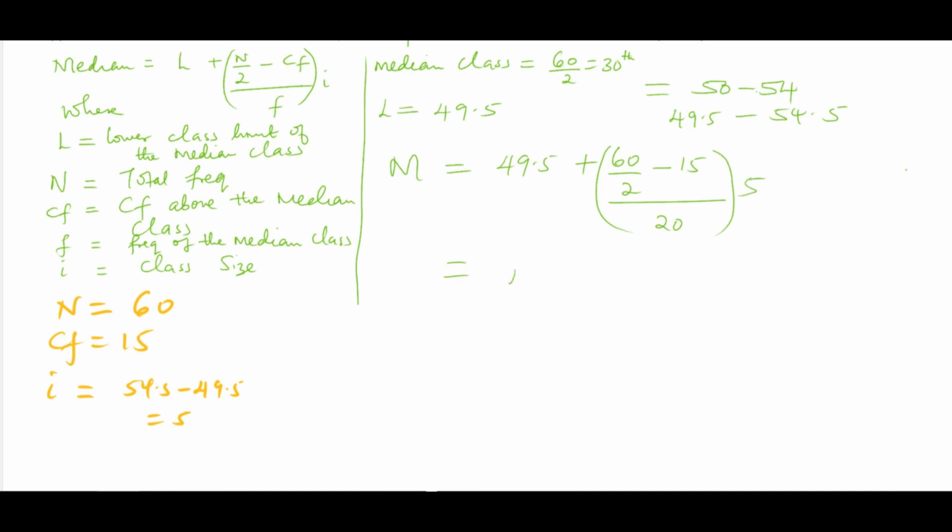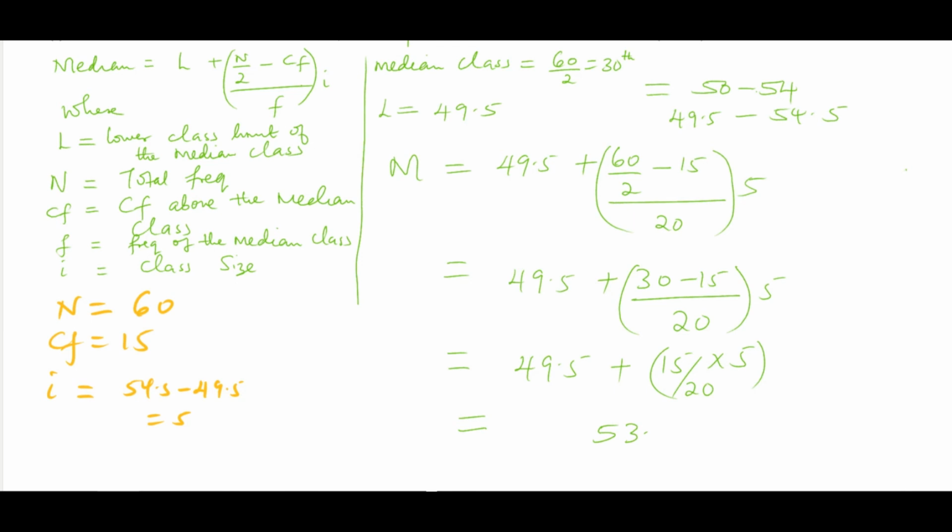So work this out: you get 49.5 plus 30 minus 15 divided by 20 multiplied by 5, giving 49.5 plus 15 over 20 times 5. When you work this out, it gives 53.25. That is the median. So that is how you're supposed to work out that question.